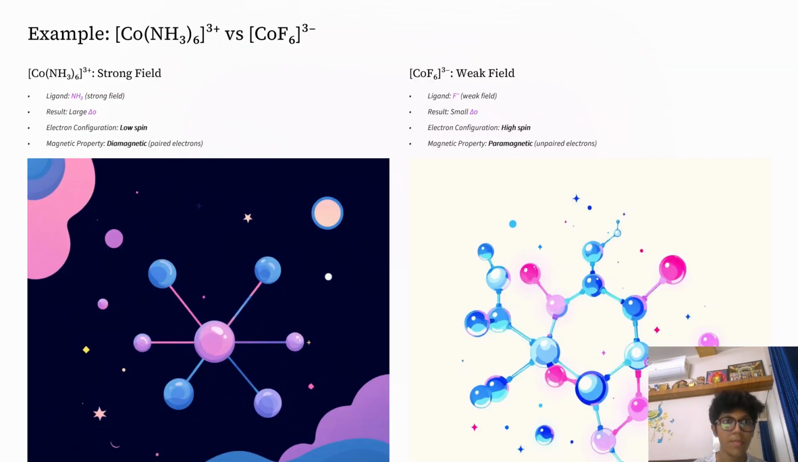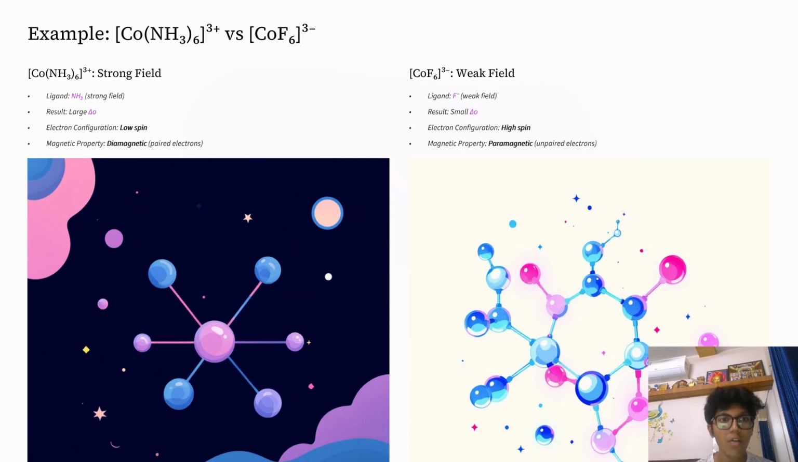Example: now we are considering two examples where one is a strong field and another one is a weak field. Strong field ligand is NH3 on the left side. Weak field ligand is F minus, which we are observing on the right side. Electronic configuration is low spin in the strong field. Electronic configuration in the weak field is high spin.